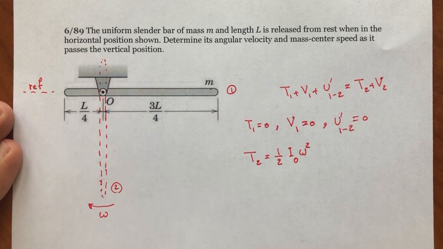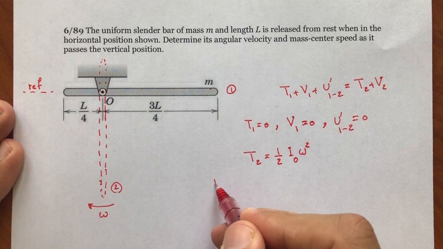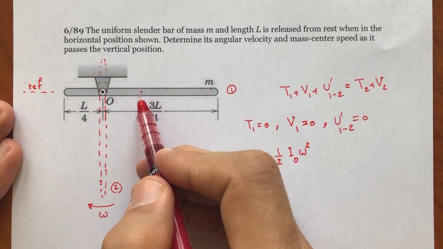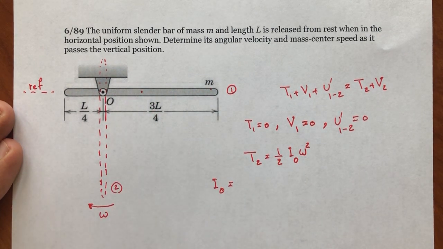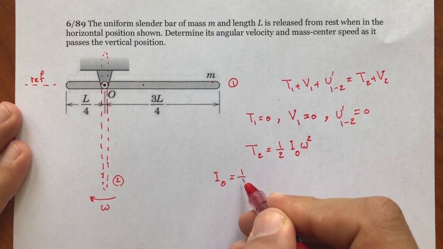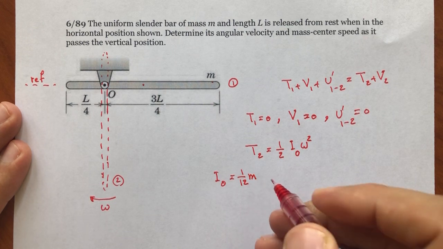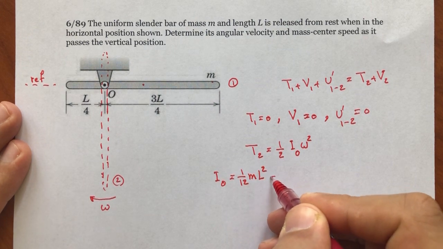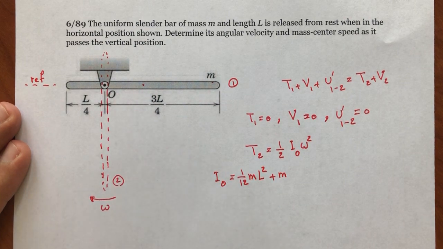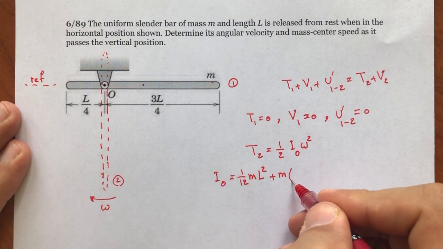But we need to calculate IO. IO is going to be equal to I about the centroid plus mass times distance squared, based on the parallel axis theorem. I about the centroid is 1/12 mass times length squared, and we need to add mass times distance squared, and the distance is L/4.